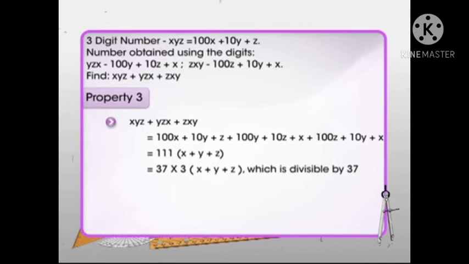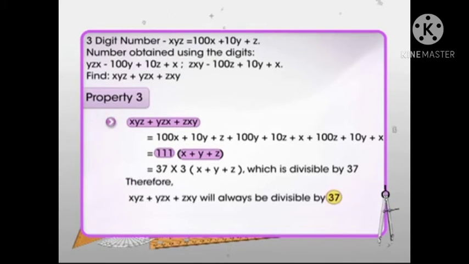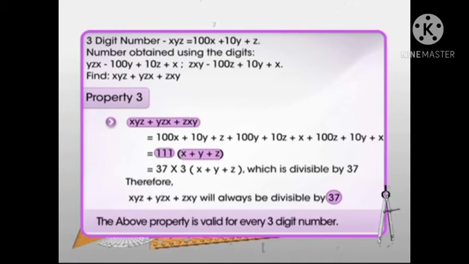Now it's time for the third property. For any 3-digit number, the sum of the numbers obtained by using the digits yields 111 times (x plus y plus z), which is always divisible by 37, as 111 is 37 times 3. The above property is valid for every 3-digit number.